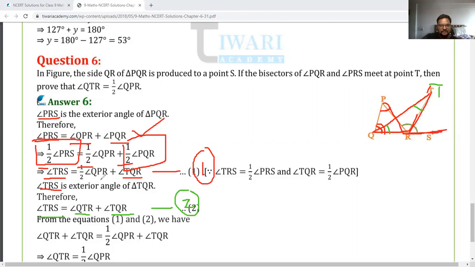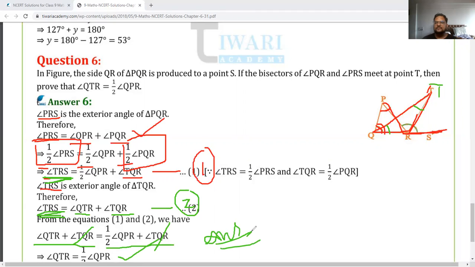Now in both the equations, you will find here is TRS and here is also TRS. So we'll equate both the TRS. This TRS I have written here as half of QPR plus TQR. And for the second equation, TRS is QTR plus TQR. In both, we have cancelled TQR because both are exactly the same on either side of the equal to sign. So we are left with QTR equals half of QPR. I hope you all understood this.